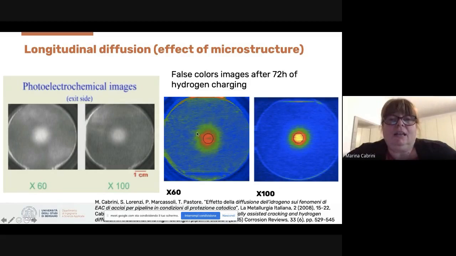This is a distribution of hydrogen distance from the entry window, and we can observe that there is a strong orientation. This is an ellipse, not a circle, because there is a preferential diffusion of hydrogen in the banded direction. In the very fine microstructure steel, it is possible to observe that the longitudinal effect is very small, and hydrogen exit is concentrated in the zone perpendicular to the entry zone.